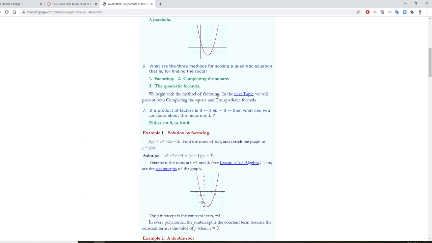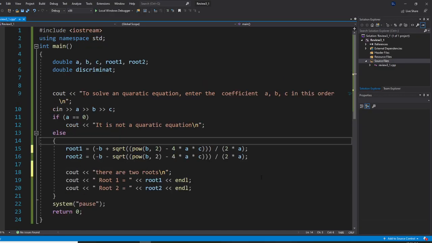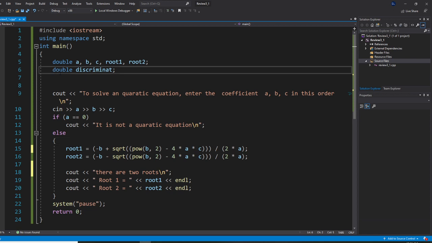So let's take a look at how we solve it right now. We are going to declare three variables. I know they are integers, but because we are going to use SQRT and POW, we chose to declare these variables as double. To solve a quadratic equation, you need to give me a, b, and c. If a is 0, this is not a quadratic equation. Otherwise, I can solve it right now.